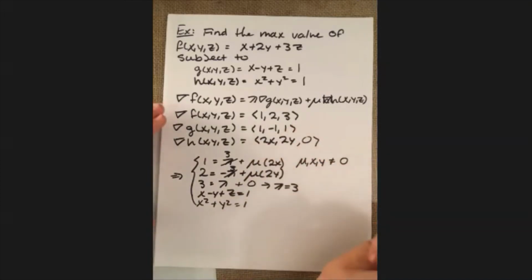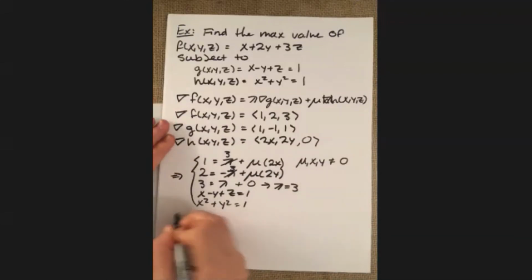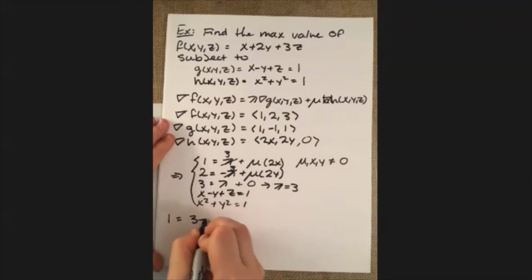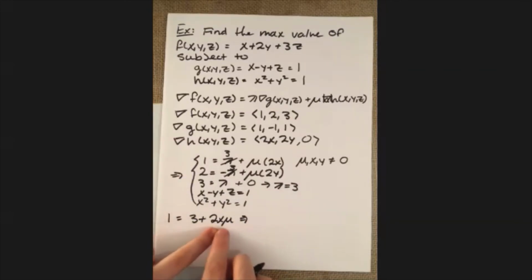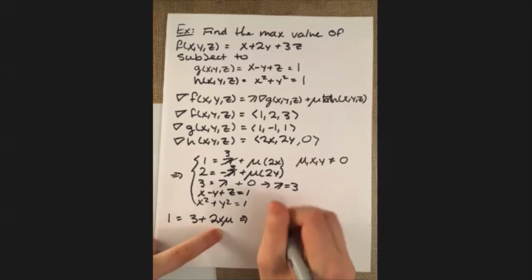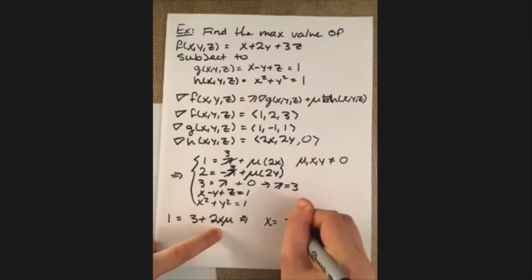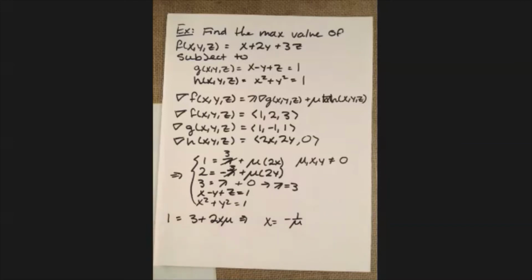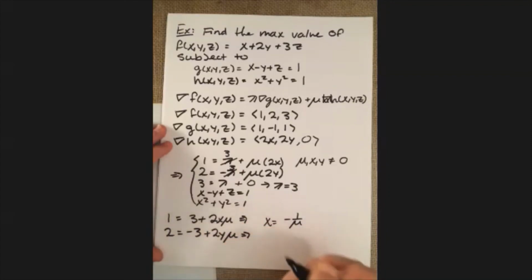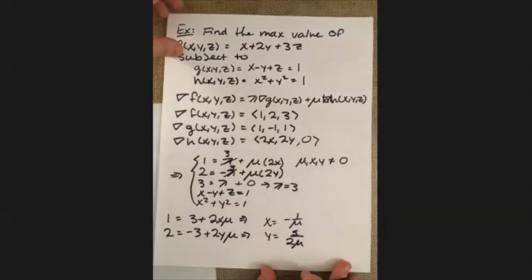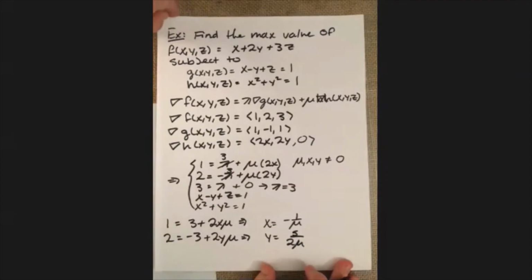So what do I mean when I'm saying that? What I mean is that we have 1 is equal to 3 plus 2x mu. Well, this means I can rearrange for x in terms of mu. When I do that, I get x is equal to -1 over mu. Then I can do the same idea on my second equation, 2 equals -3 plus 2y mu, which gives us that y is equal to 5 over 2 mu after you rearrange that. I'm going to continue this on the next page.